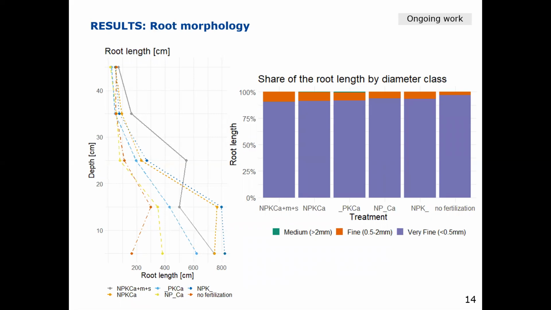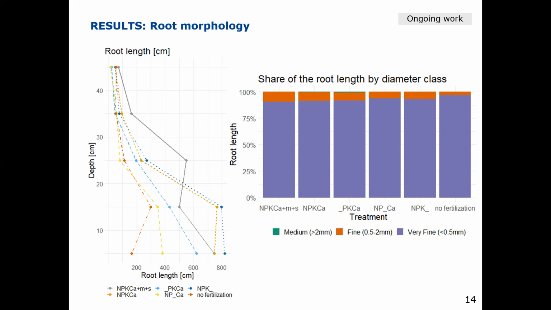In the graph of the root length, we can see how long the roots are at different depths. So far, the results are unexpected, since the treatment of full fertilization with manure and liming omission had the longest root system. In the right graph, we present the distribution of the roots according to the diameter.